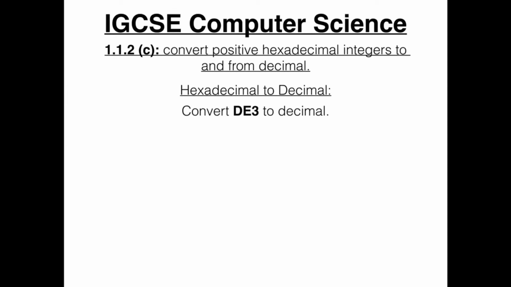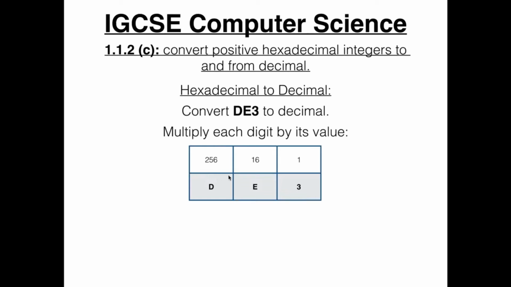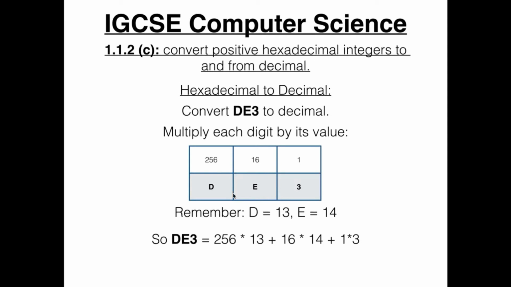So, hexadecimal to decimal. Let's, for example, convert DE3 to decimal. So the way to do this is to multiply each digit by its value. And again, we have this table here, just like the previous slide. So we can plug in hexadecimal values below these, and then we can multiply them. So remember that D is 13 and E is 14. So we get 256 times 13 plus 16 times 14 plus 1 times 3. So we basically multiply the columns and then sum them up.